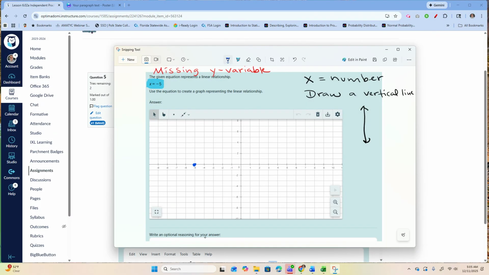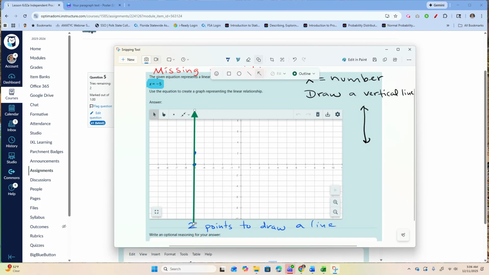Remember, you need 2 points to draw a line. I already have 1. You need 2. So what you're going to do is put another point above or below the first point. I'm going to put it above. It doesn't matter where, just put it anywhere. And look, I put my second point, and now I'm going to draw my line. See, I'm connecting the 2 points with the vertical line.